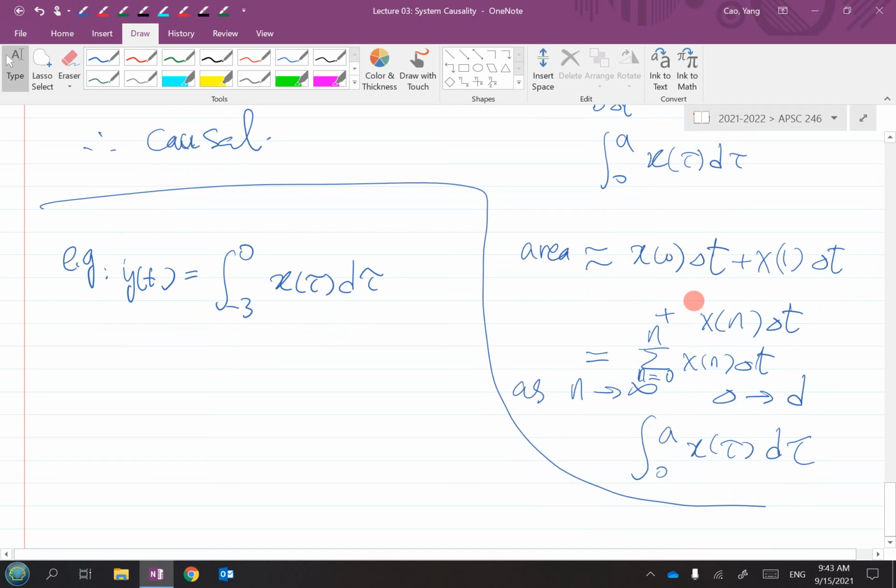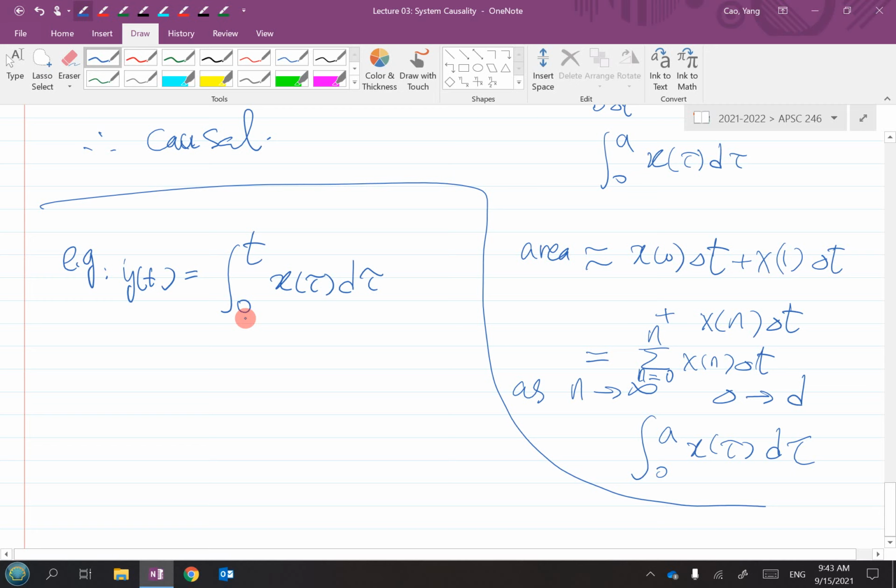actually this is not, sorry. Let's see. Sorry, should be 0 to t. Let's use 0 to t here. Sorry, I was just using this when I plug in the number. Okay, if you have a different integral system here, what is the causal or non-causal property for the system?